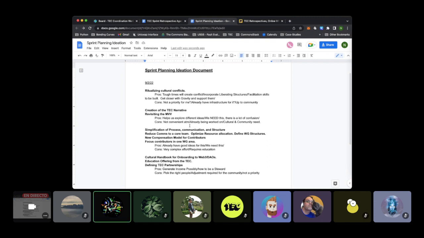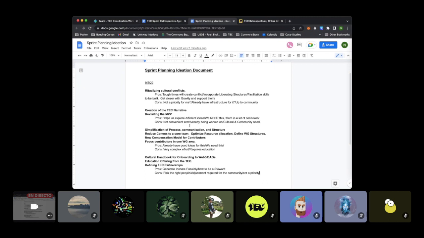The next one, creation of TEC narrative and revisiting MVV. I think this is probably the most important thing we can do at the moment. This is where we can be aligned. The cons for this is that there are a lot of people on vacation, and to do it within this next sprint, it would require community input and involvement, and I don't think it's a doable thing.